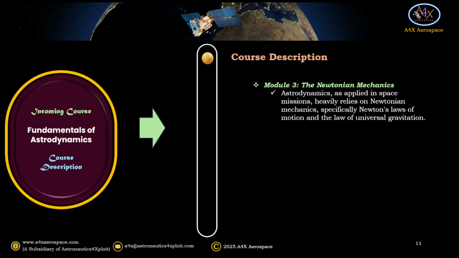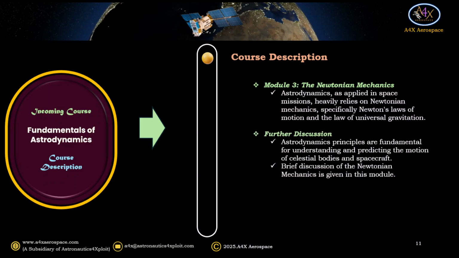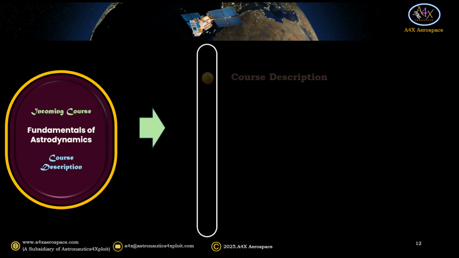Module 3, the Newtonian Mechanics. Astrodynamics, as applied in space missions, heavily relies on Newtonian mechanics, specifically Newton's laws of motion and the law of universal gravitation. These principles are fundamental for understanding and predicting the motion of celestial bodies and spacecraft. A brief discussion of the Newtonian mechanics is described.